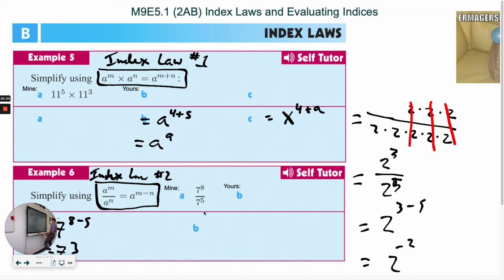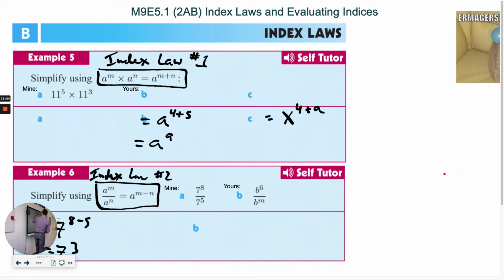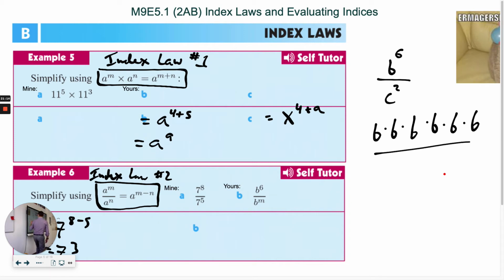Alright, so hopefully that one was the same base. If they're different bases, you can't play the game, right? Because if this is B to the 6th over C to the 2, making stuff up, this is a bunch of B's over a bunch of C's. And this doesn't make 1 when you cancel it out, right? It's like 2 over 3. That's not 1. It has to be 2 over 2 to make 1, or 3 over 3 to make 1. So they have to have the same bases. If they don't have the same bases, you can't play the game.